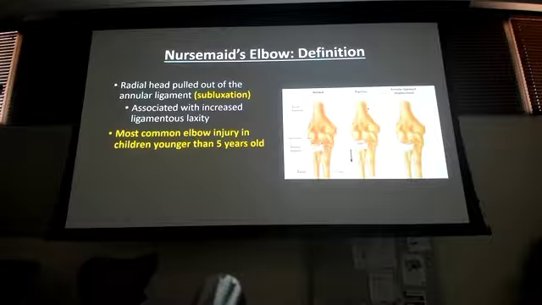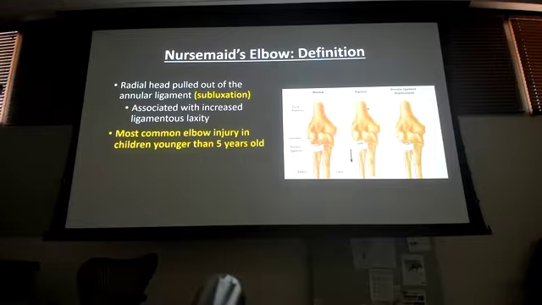So what are we talking about? The radial head gets pulled out of the annular ligament. The annular ligament goes across, kind of like the transverse ligament spanning the bicipital groove. This is a transverse ligament, but it's specifically called the annular ligament. That provides restraint and keeps the radial head in the preferred anatomical alignment.